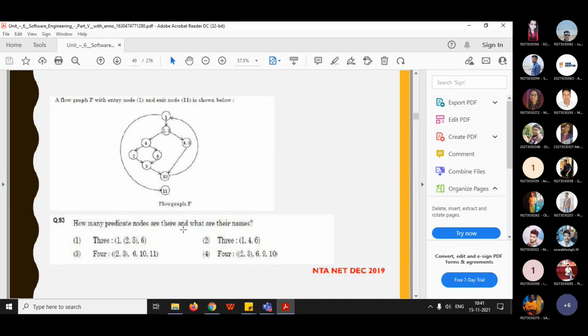First find out how many predicate nodes are there, and then tell me which one is correct. Madam, option 3. Yes, 3 predicate nodes are there. That means nodes with more than one outgoing link. See here, it is 2, 3 and 6. So that is 3, and the nodes are 1, 2, 3 and 6.